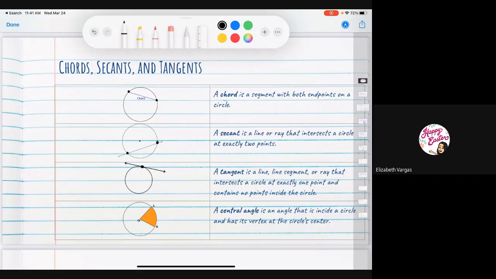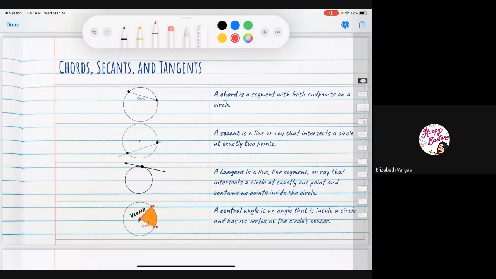And then lastly, we have the central angle, which is basically an angle that is inside a circle and has its vertex at the center of the circle. So its vertex would be here at the center, and both of its sides would be the radius. A radius runs from the center to the outer part of the circle, so both of its sides are radii of the circle.